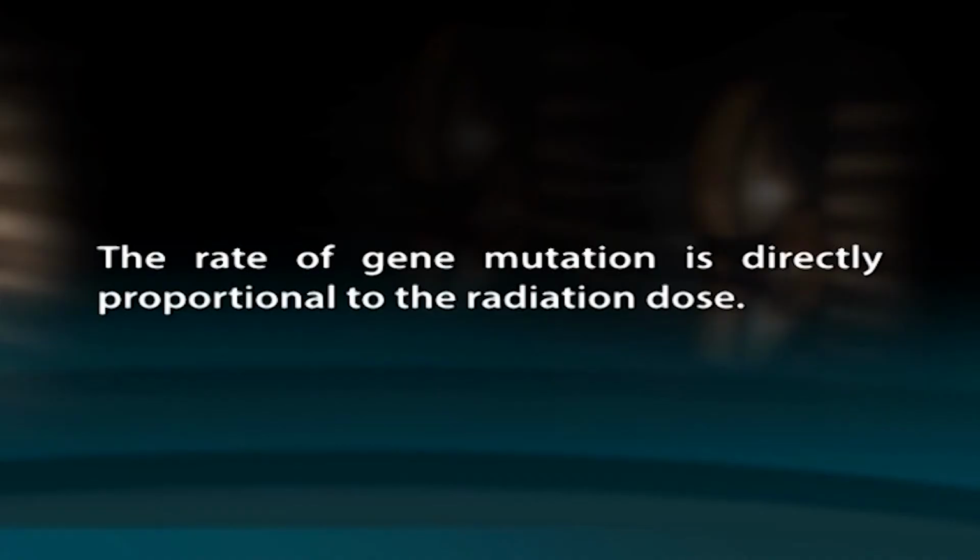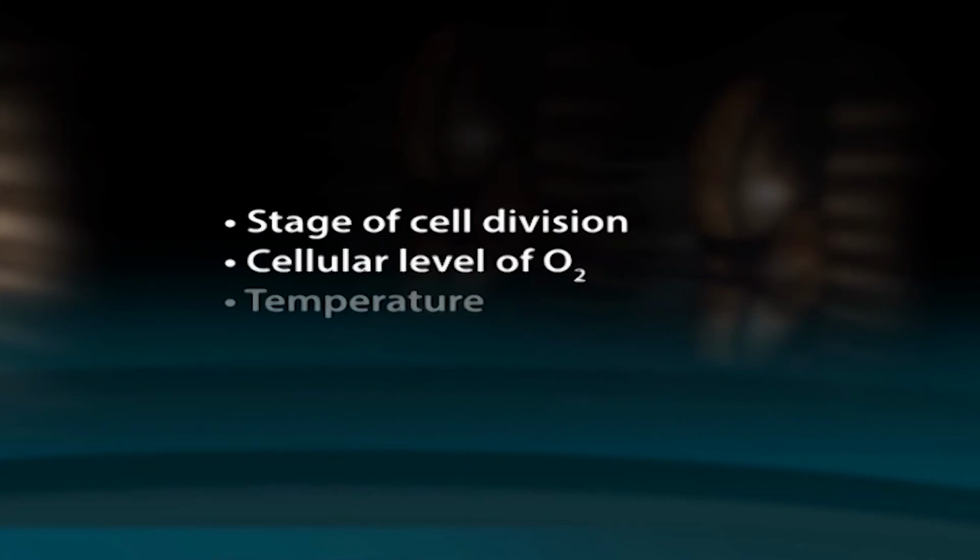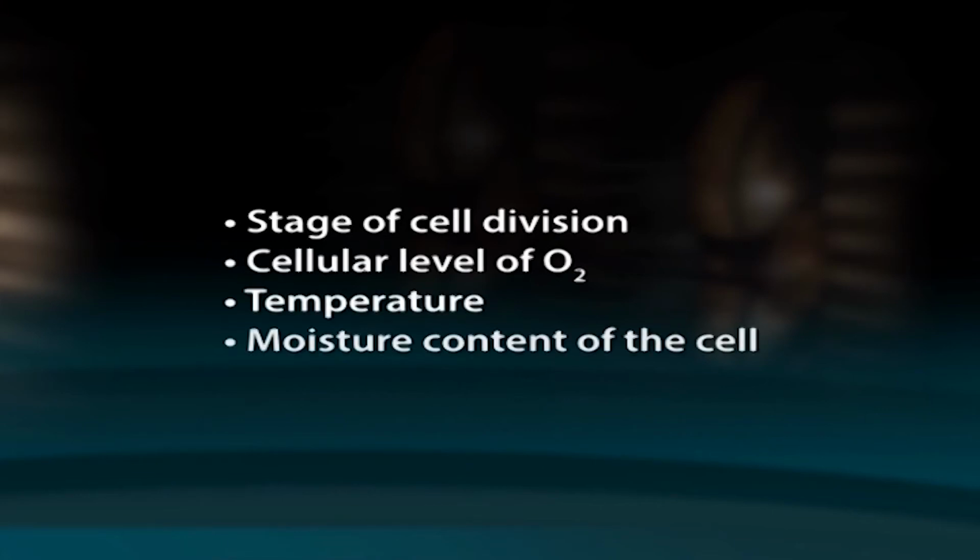In general, the rate of gene mutation is directly proportional to the radiation dose. This linear relation between radiation dose and mutagenesis indicates that a single radiation hit is enough to produce a gene mutation. The effectiveness of radiations in mutagenesis is related to several factors such as stage of cell division, cellular level of oxygen, temperature, moisture content of the cell, etc.